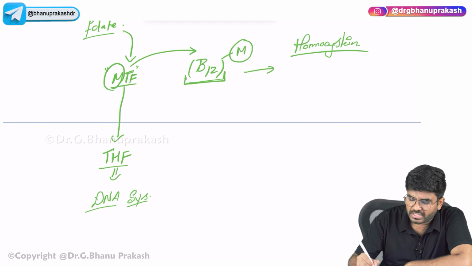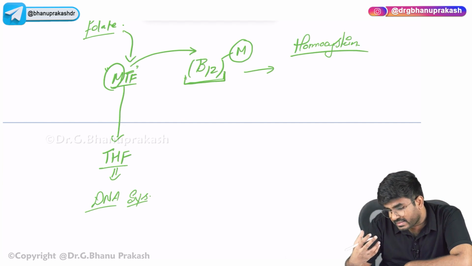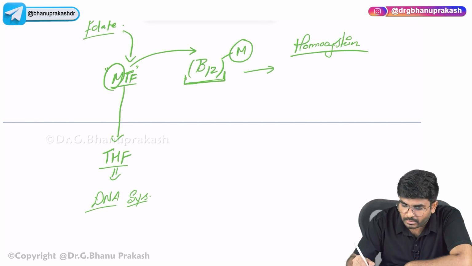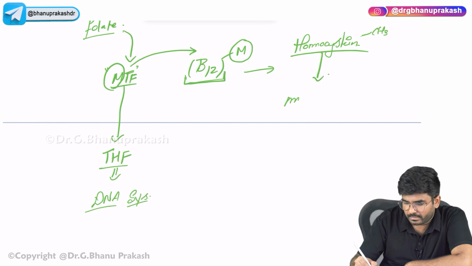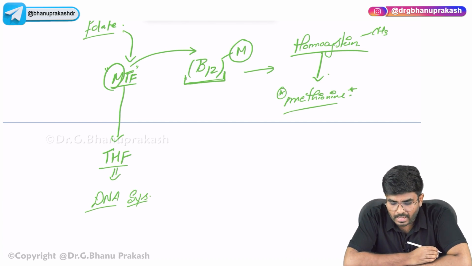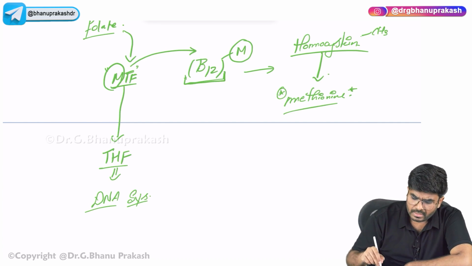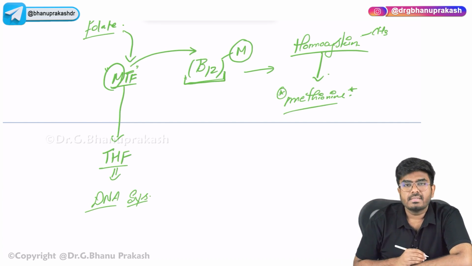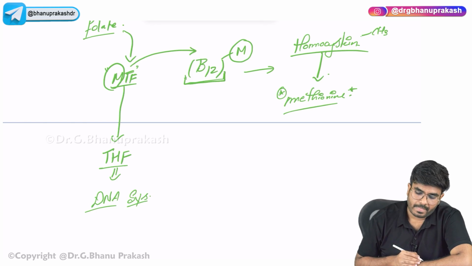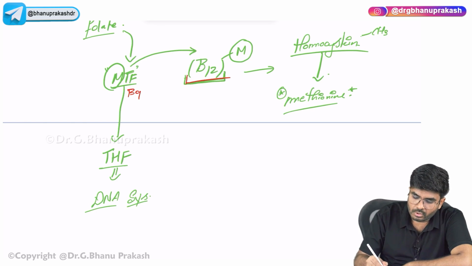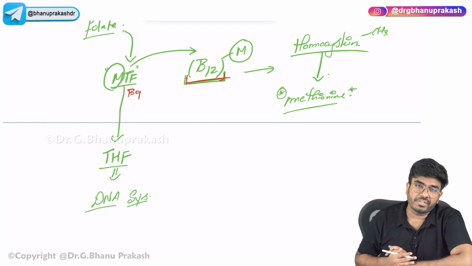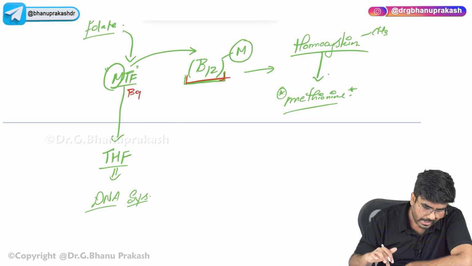In the biochemistry, homocysteine, by accepting that methyl group, becomes methionine. One important thing: in B12 deficiency anemia and in folate deficiency anemia, this is vitamin B9, this is vitamin B12. What changes are going to be appreciated, I will explain within a minute.